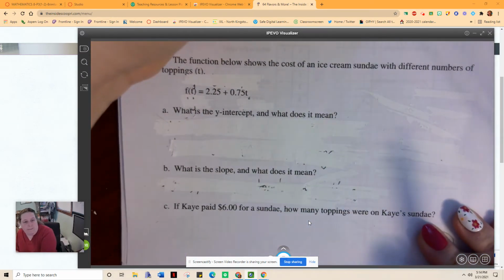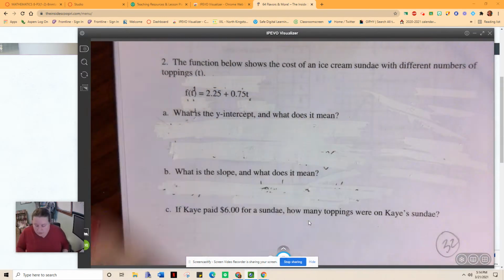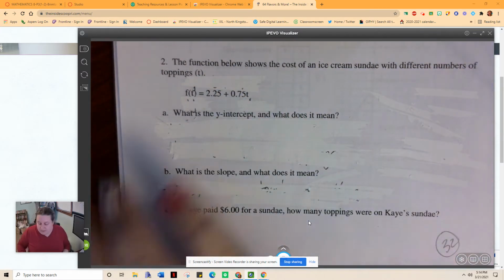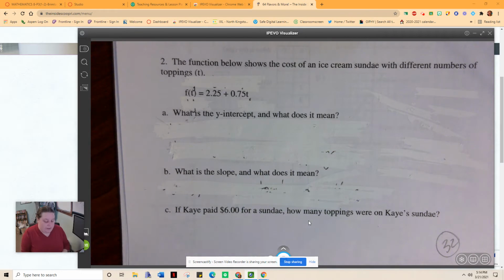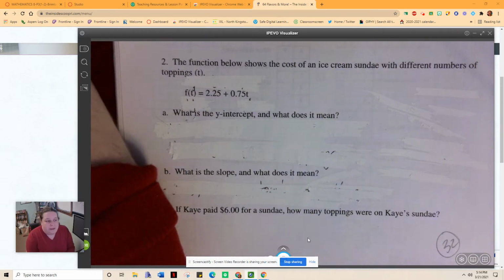So in this example, we're talking about ice cream sundaes. So I actually looked up the Inside Scoop because, fun fact, I've never been before, although I'm hoping to get there this season with my husband one time. And so the function below shows the cost of an ice cream sundae with different numbers of toppings, t. So t represents the number of toppings you're going to get. And then f(t) = 2.25 + 0.75t, so your total cost equals 2.25 plus 0.75t.